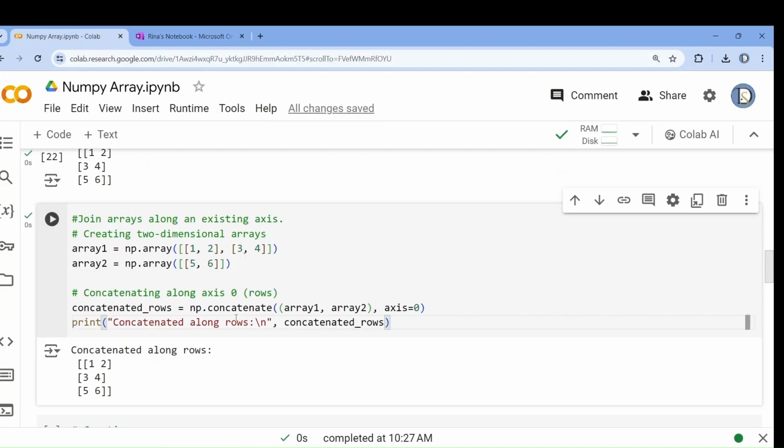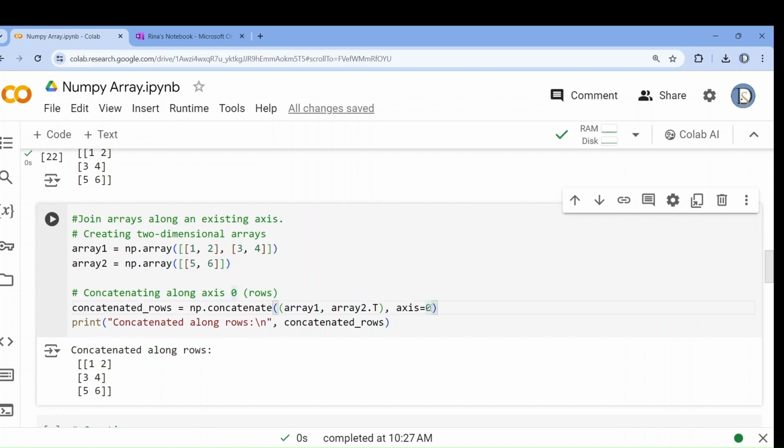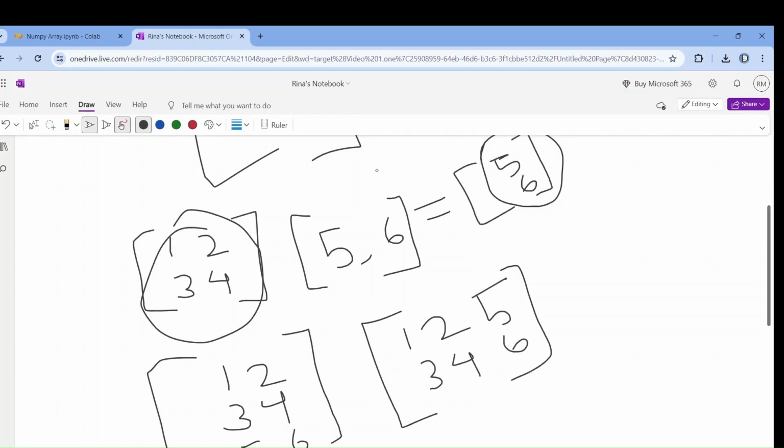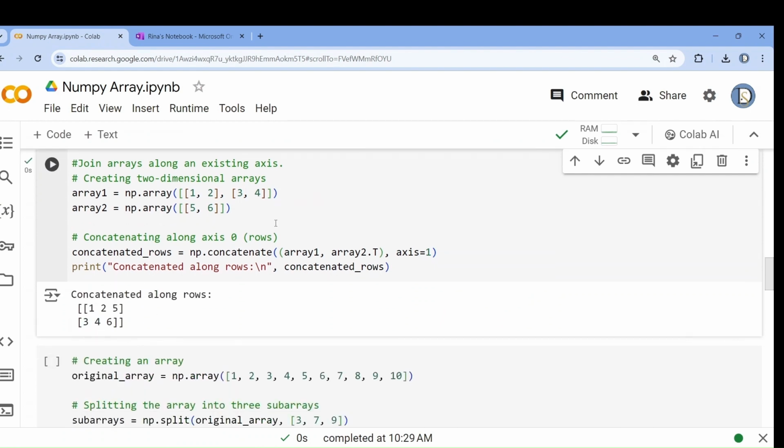Okay, now check how I will be doing this. First I have to transpose this. Now this matrix is transposed, so it has become like this. Now I have this one and I have this one. Now if I concatenate them and write axis equals 1, because 0 means it will be added row wise, 1 means it will be added column wise, this will be concatenated into this one. Now let me show you. Clear? So you can concatenate in two ways, row wise or column wise.